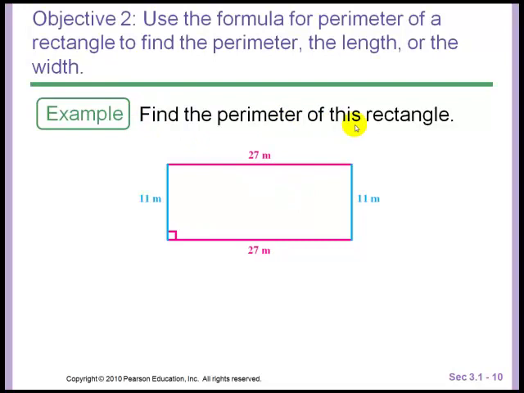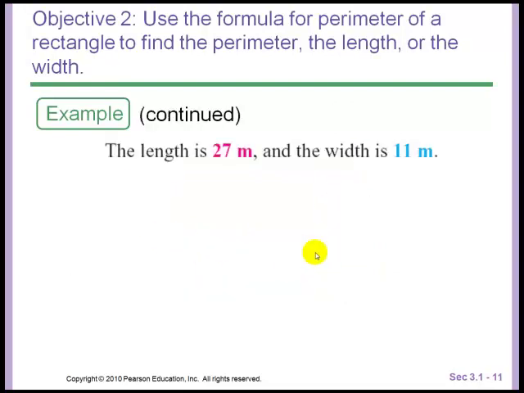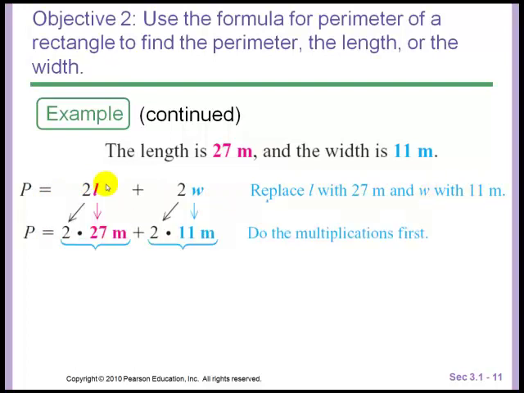Example: find the perimeter of this rectangle. We will say that this 27 side is the length and this 11 side is the width. It is up to you which one you label the length and the width. Traditionally, we call that bottom flat edge the length and the sides the width. The length is 27 meters and the width is 11 meters. Our formula is P equals 2L plus 2W. We will replace the L with 27 meters and the W with 11 meters.